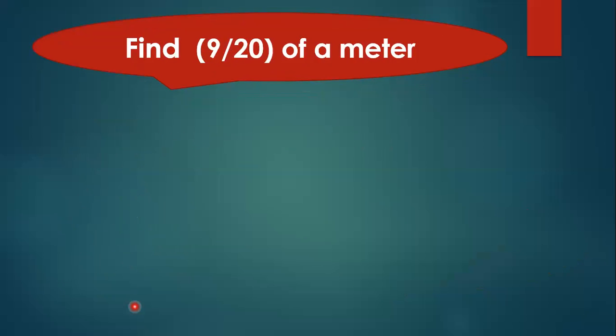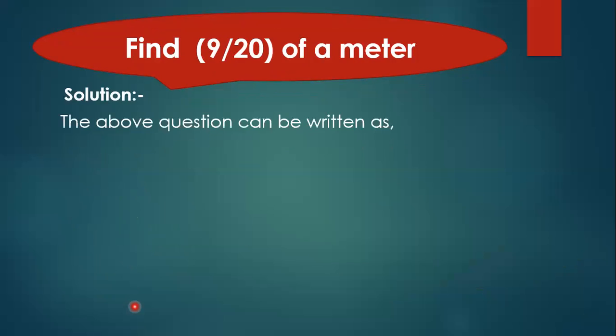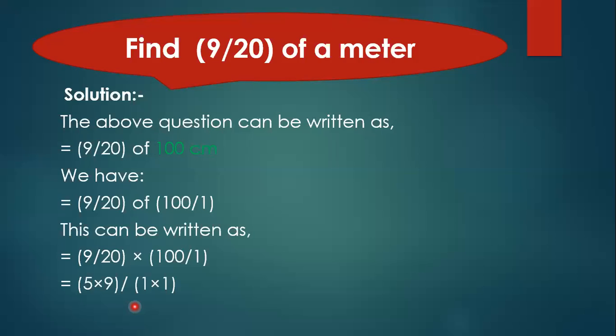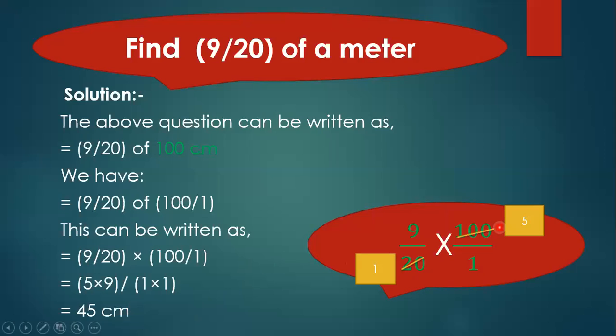Next we have 9 by 20 of a meter. Now children, again, what is a meter? You'll have to convert it into something, right? So we'll write it as 9 by 20 of 100 centimeters, because we all know that 1 meter is 100 centimeters. All right. So we will be having 9 by 20 of 100 by 1. It would be 9 by 20 into 100 by 1. Now children, here you see 20 table 1 times and it comes 5 times. 20 multiplied by 5 is 100.